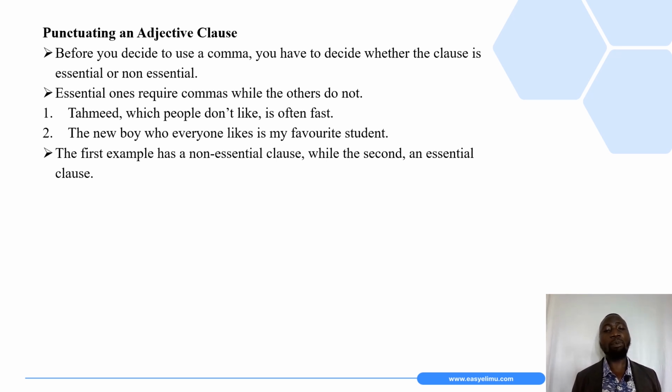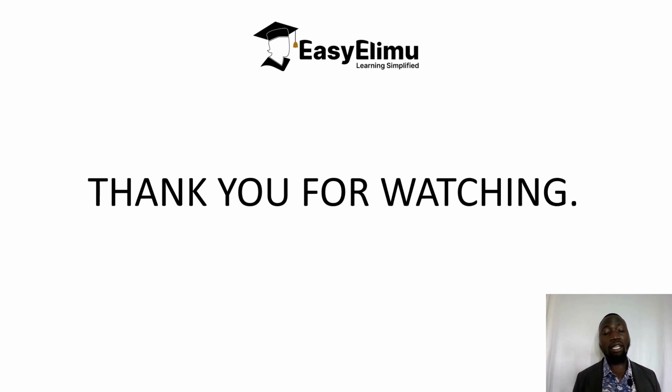There are also some examples here in sentences. Tahmid, which people do not like, is often fast. You can see we have two commas in that sentence. In the second sentence, the new boy who everyone likes is my favorite student. The first example has a non-essential clause, while the second has an essential clause, and that is why we have commas in the first one and we do not have commas in the second sentence.